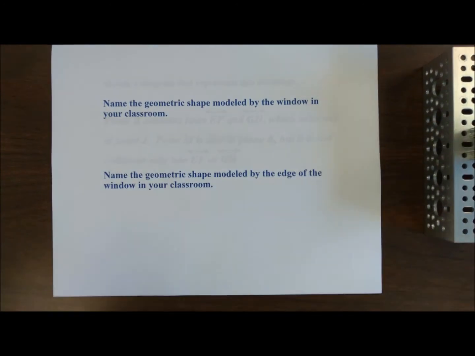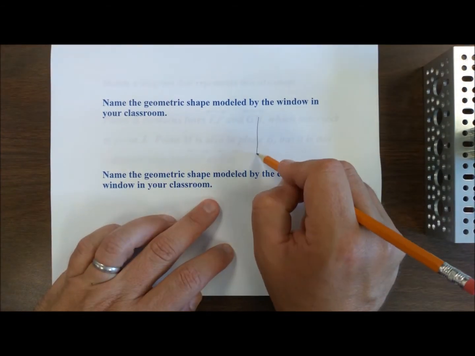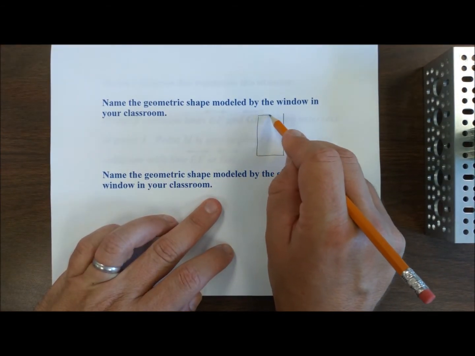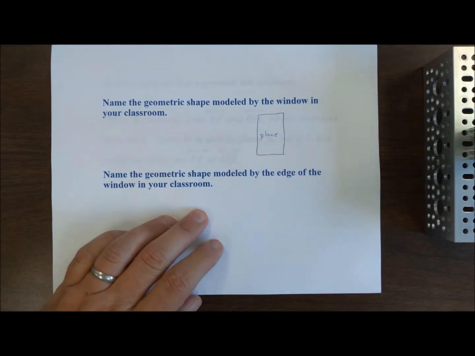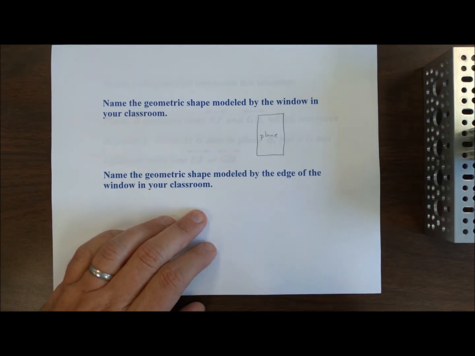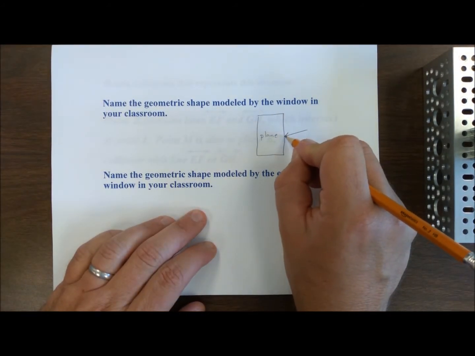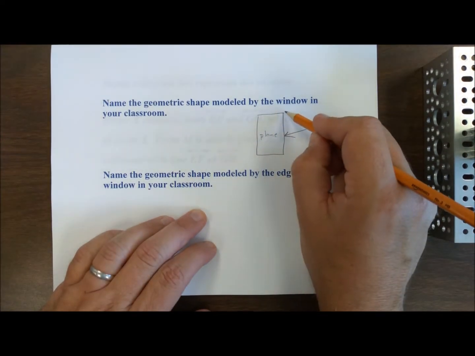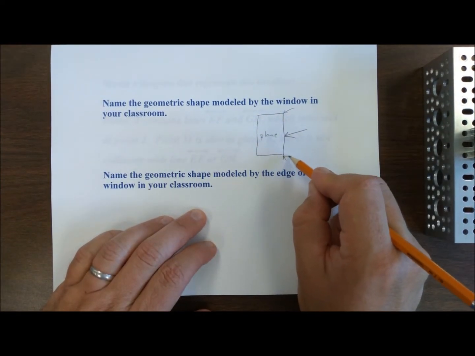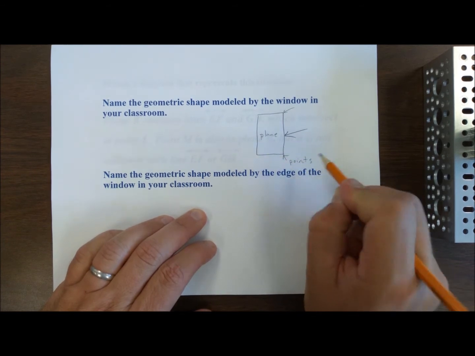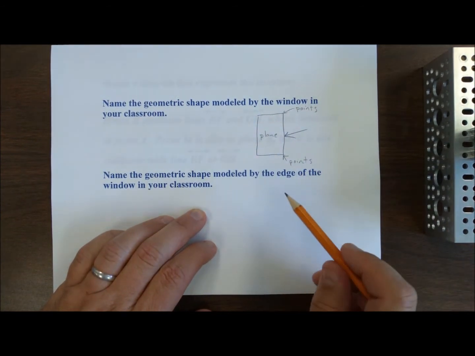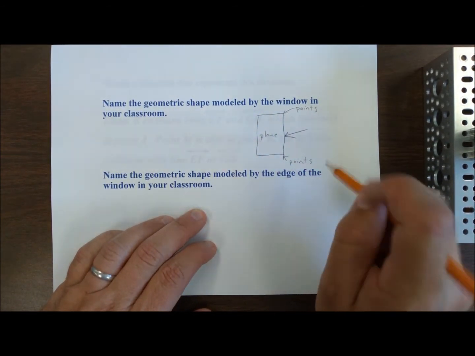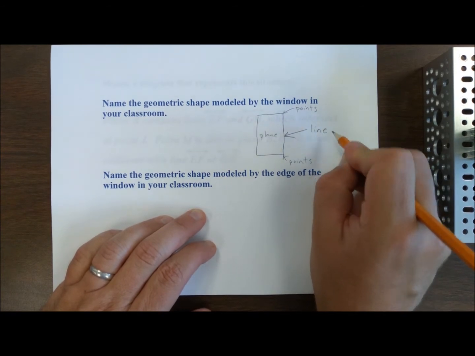How about the geometric shape modeled by the window in your classroom? Well, if you were to look at your window, you'd probably say that flat piece of glass represents a plane. Okay. What about the edge of the window in your classroom? If you were to just look at the edge, you can think of each corner of your window as individual points. Corner represents a point, lower corner, upper corner, and if you were to connect those points with an edge, well, that would represent a line.